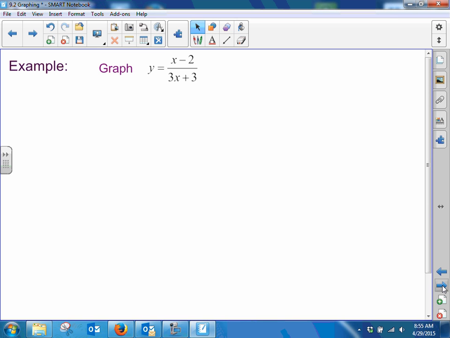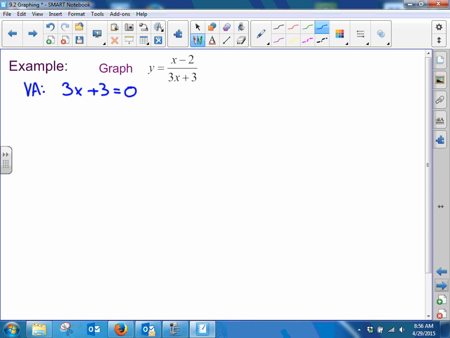Okay? So on this one, vertical asymptote, where does that come from? You set the denominator equal to 0. Yes, you set the denominator equal to 0. So 3x plus 3 is equal to 0. So then I'm going to just subtract 3. So 3x is equal to negative 3. And then divide out that 3. So x is equal to negative 1.